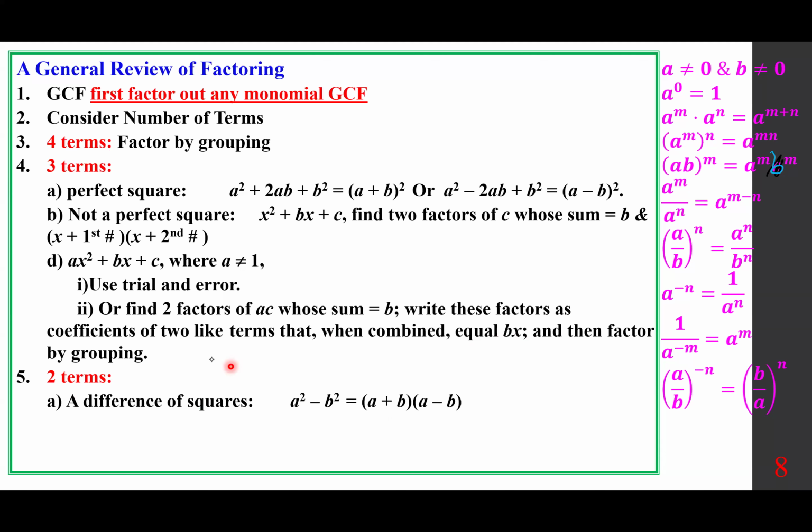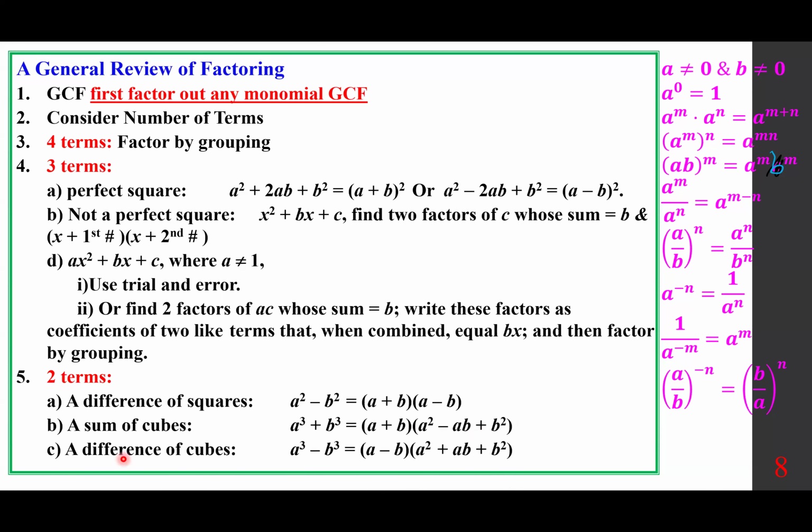Or we may have two terms. It cannot be factored unless it's one of the following. A difference of squares: a squared minus b squared is (a plus b) times (a minus b). A sum of cubes: a cubed plus b cubed is (a plus b) times (a squared minus ab plus b squared). Or a difference of cubes: a cubed minus b cubed is (a minus b) times (a squared plus ab plus b squared).